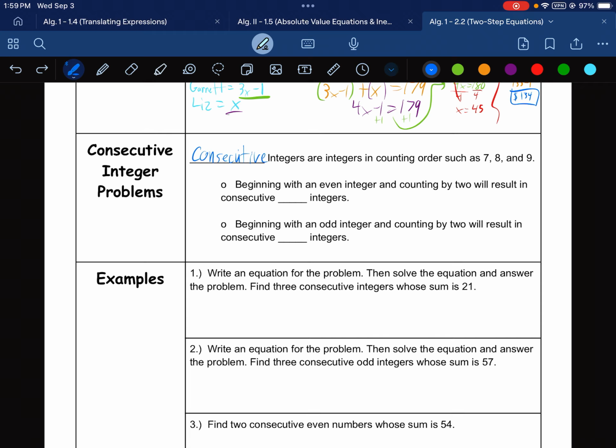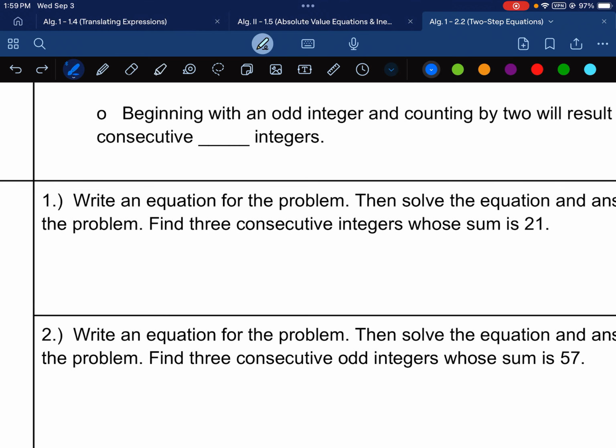So here on example 1, write an equation for the problem, then solve the equation and answer the problem. Find 3 consecutive integers whose sum is 21. Now, I don't know any of the numbers currently. And rather than guessing and checking, plugging in random numbers and seeing what adds up to 21, we're going to set up an equation because that'll help us be far more successful with more complex problems that may come later.